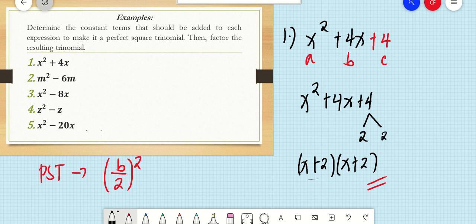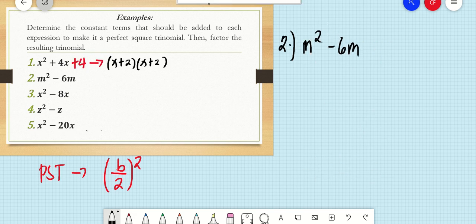Okay? Right. So, proceed tayo sa example number 2. Yung expression na given dito is m squared minus 6m. So, again, yung m squared is the quadratic term A. And then, yung linear term natin na negative 6m. Yung negative 6, that is B. Okay? Again, constant pa rin po yung hinahanap, yung C.